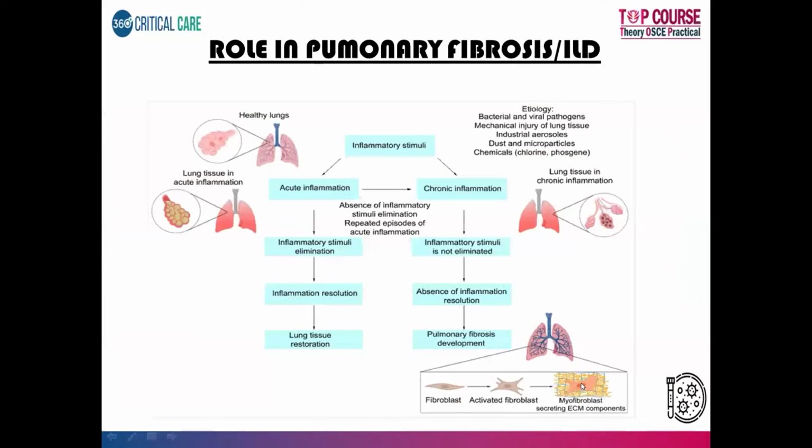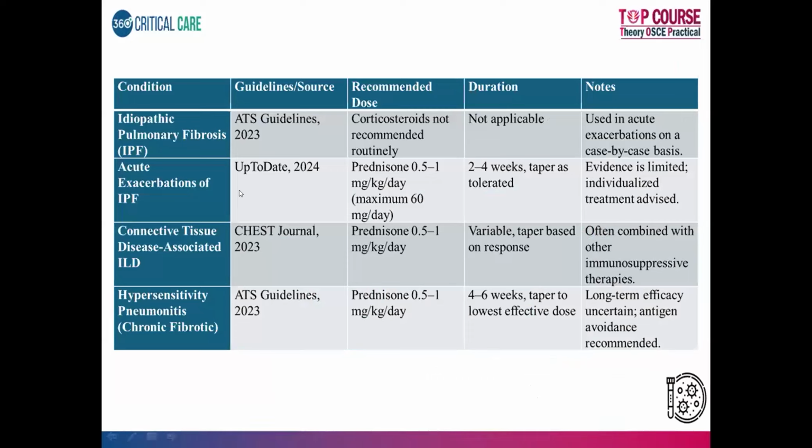Now, what is the role in ILD or pulmonary fibrosis patients? There are a lot of guidelines here. For idiopathic pulmonary fibrosis, corticosteroids are not recommended routinely. They are used only in acute exacerbations, and that too on a case-by-case basis. In acute exacerbations of IPF, the dose is 0.5 to 1 mg per kg per day of prednisolone. You can give it for 2 to 4 weeks and then taper.